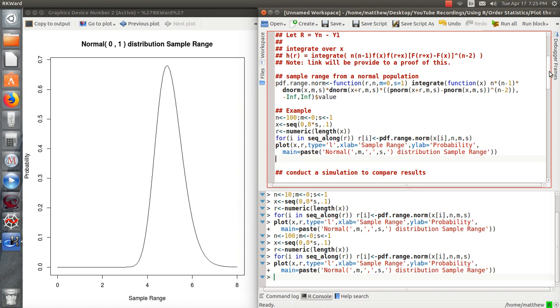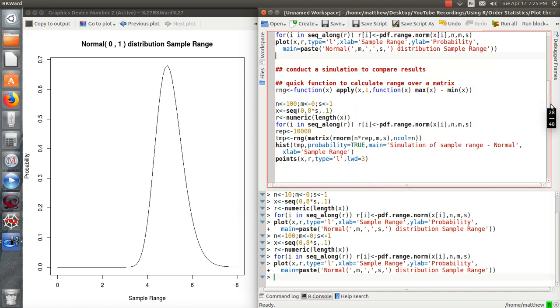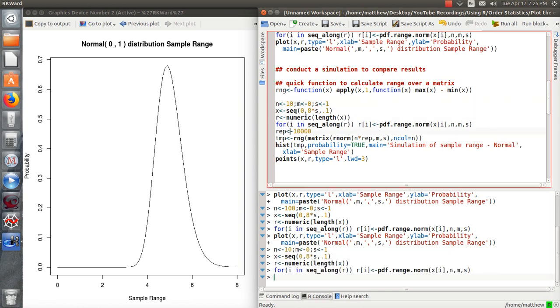So it intuitively makes sense, but let's conduct a quick simulation. So I'm going to create a function that calculates the range. I'm going to create a matrix, and each row will be a sample. So the number of columns will be the sample size, and then we just want to calculate the max minus the min of each row. In this case, we'll do sample sizes of 10. We're going to do this 10,000 times.